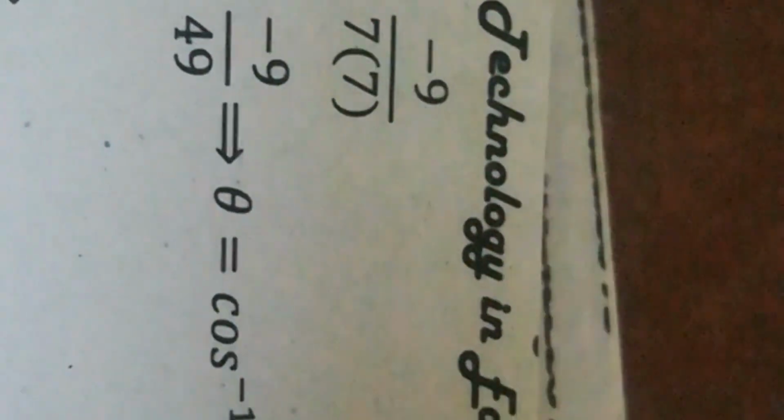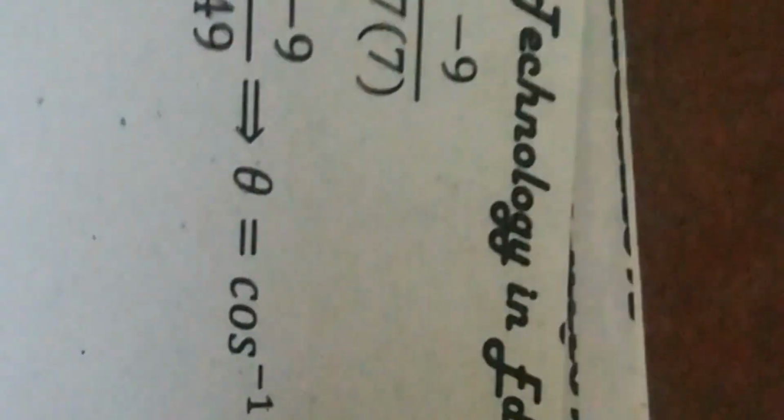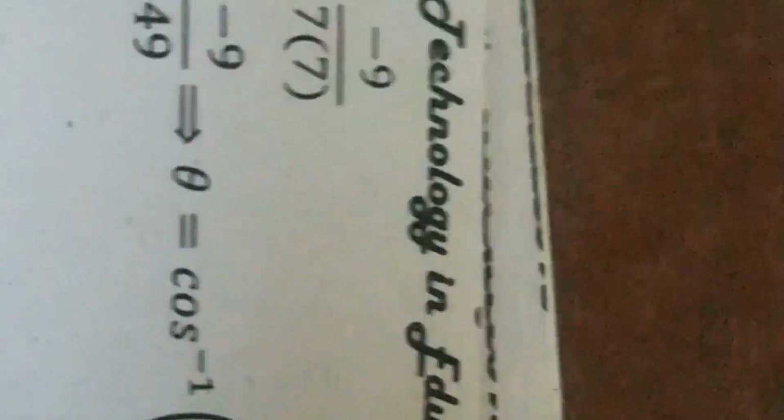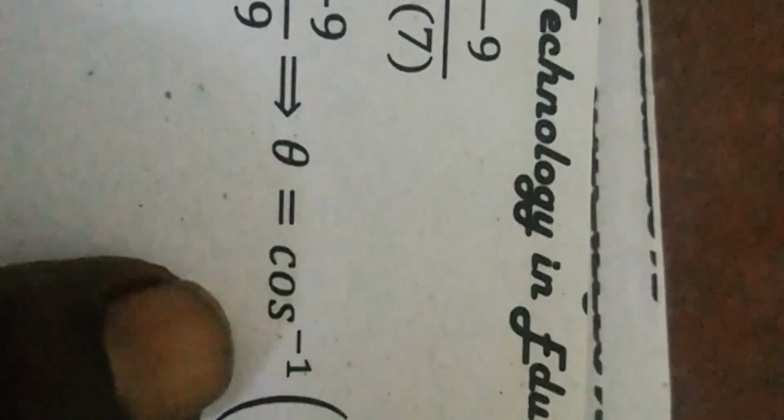So theta is equal to, it's an inverse function. Cos comes to this side, so it becomes cos inverse. Cos power minus 1 means you can read it as cos inverse of minus 9 by 49.